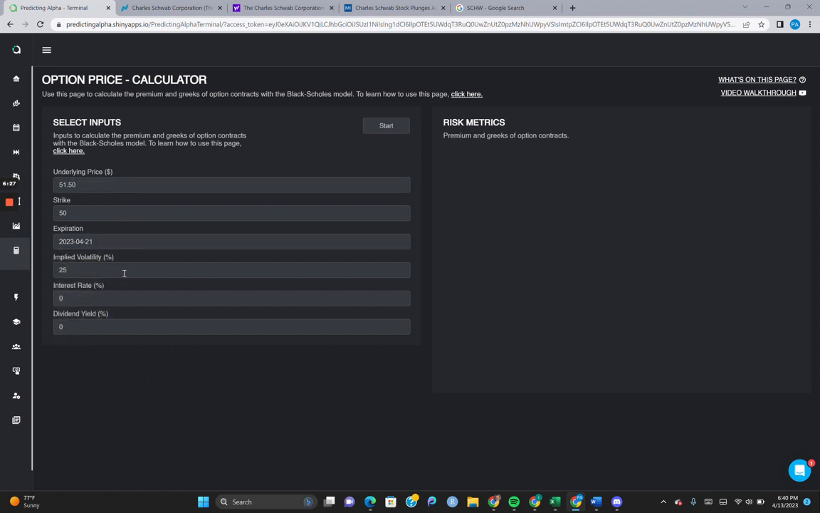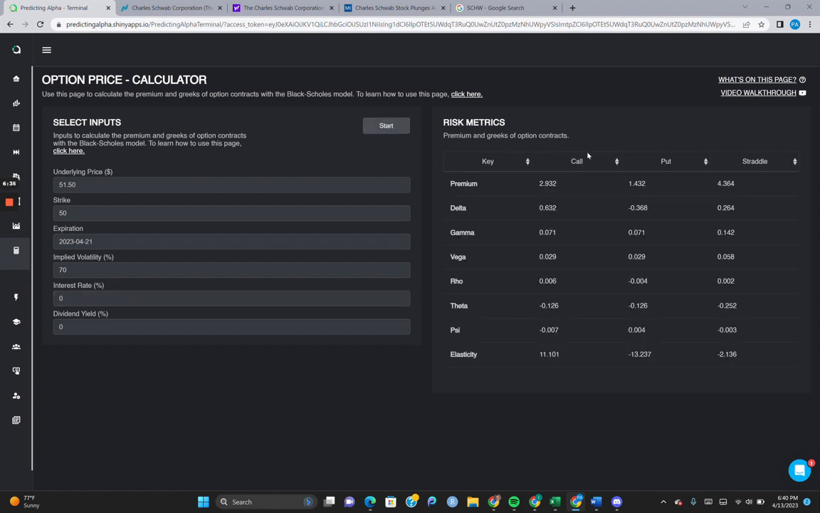Okay? So with all that put in, current IV is approximately 70%, because it's give or take 10 days. Now, interest rate zero, dividend zero. This is what we get. This is what a straddle is going to be trading at, $4 and around 36 cents.